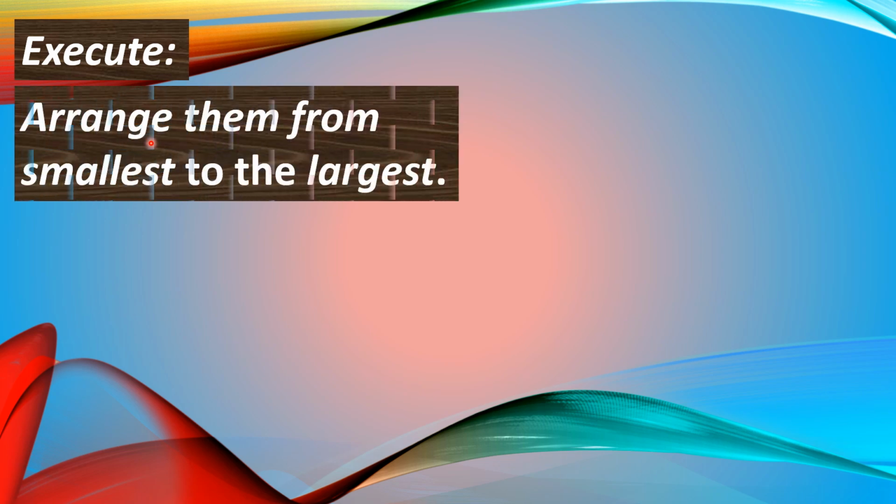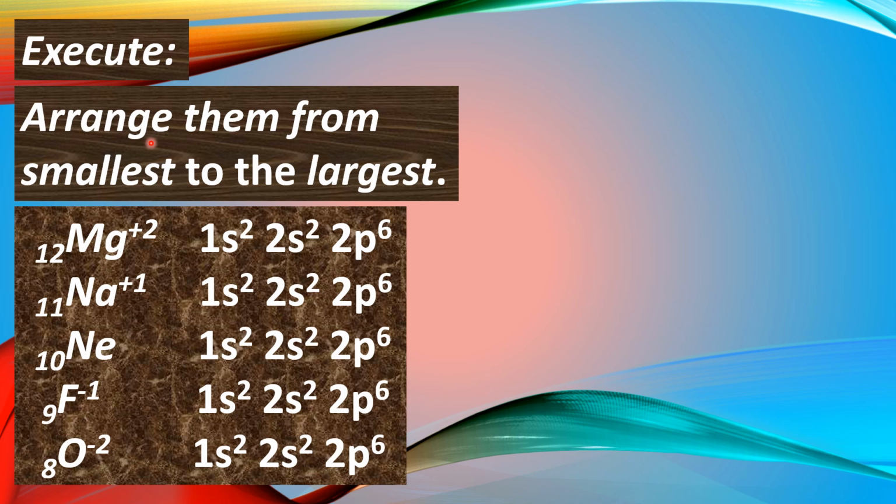Finally, we now answer the given question. We are to arrange the following species from the smallest to the largest. The two positive ions, two negative ions, and the neutral stable atom neon are represented by their respective electron configurations. Notice that at a glance, they are all identical.